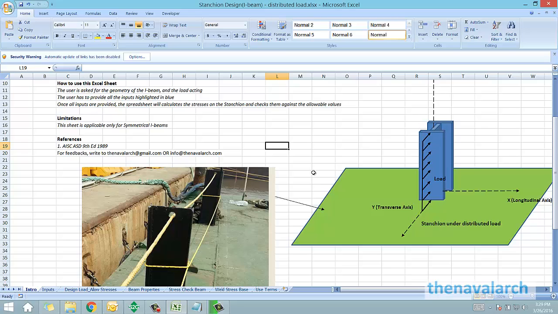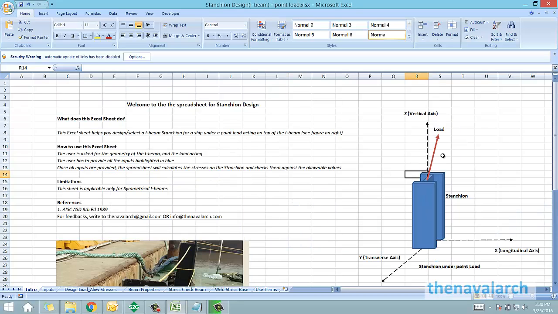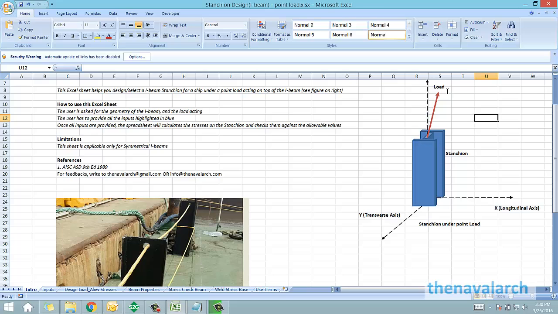It is like a beam which is welded to the deck of a ship and to which the cargo is either lashed, or the cargo is actually resting against the stanchion. There are two cases, one in which there is a lashing rope connected to the stanchion at one end and the other end goes to the cargo. In this case there is a point load coming onto the stanchion.